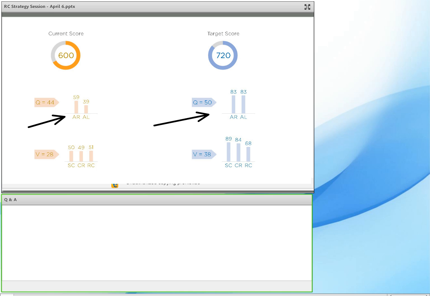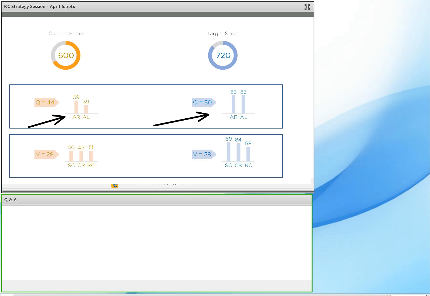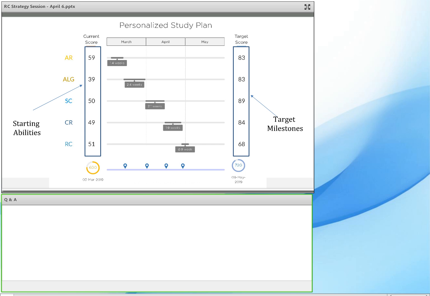Now, the next thing that you need to worry about is, okay, how do you get to these milestones? How much time do you need to spend on various sections? Depending on your starting and ending abilities, this utility then calculates the amount of time that you need to get to those milestones. You can see the starting abilities on the left, the target milestones on the right, and then the amount of time that you need to spend per subsection. So again, you need to spend less time on arithmetic because your starting ability is higher, and more time on algebra, even though the target milestones in both these sections are identical.